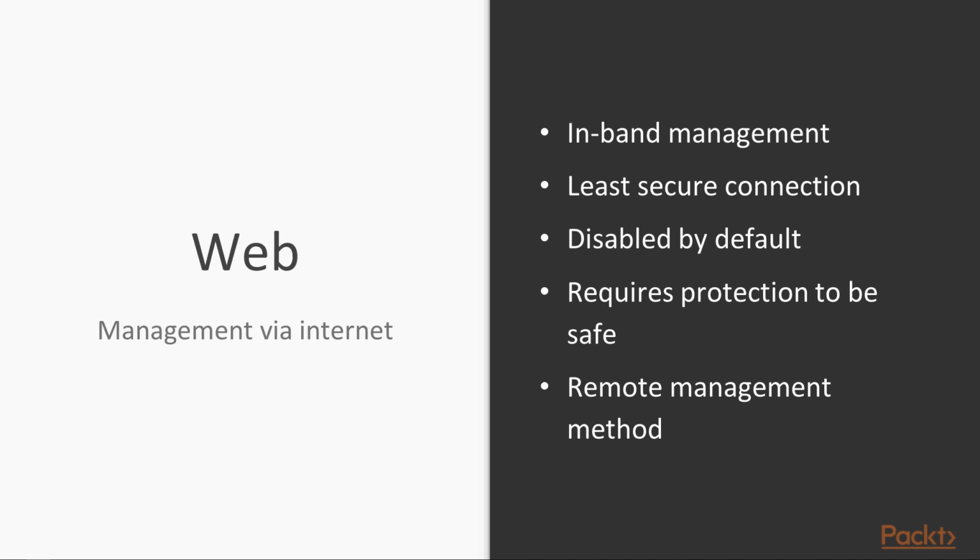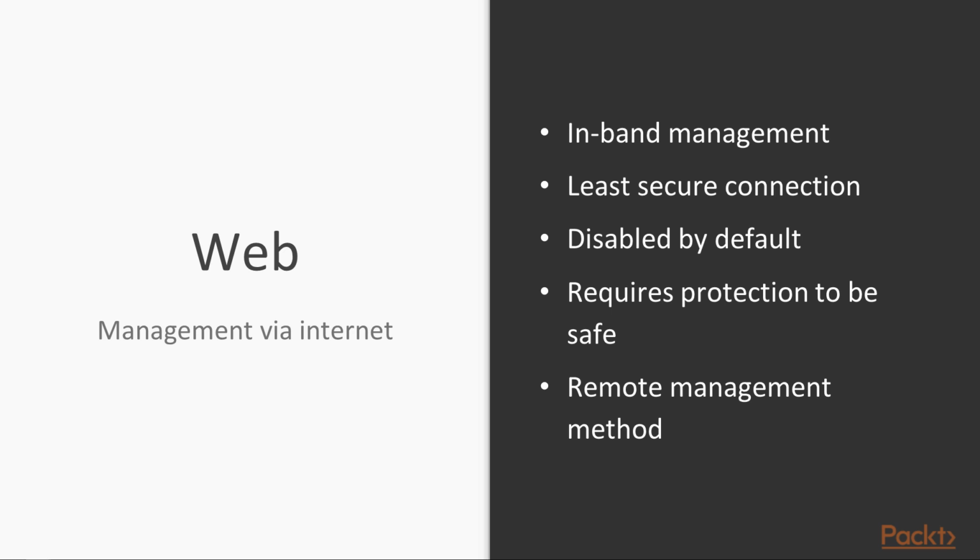And we have to understand what some pros and cons are to connecting either via the web or CLI. The web basically is management via the internet. So that's management through the internet. The web interface is referred to as in-band management. That means that your management traffic for your device is going to flow in conjunction with your data traffic through your network. That can pose some security vulnerabilities and often does. And so we consider this one of the least secure connection options.